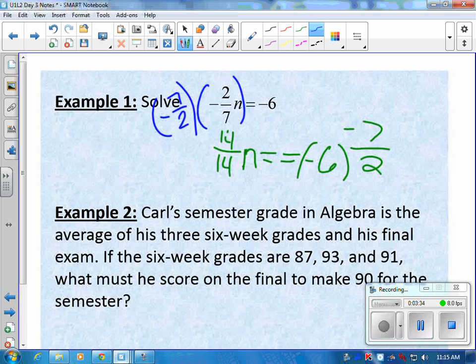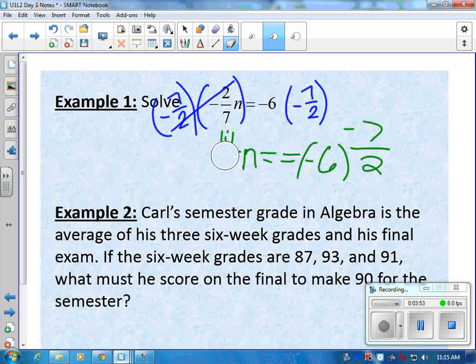Well, if I multiply the left by negative 7 over 2, I have to multiply the right by negative 7 over 2. And we know that any number divided by itself or multiplied by its reciprocal is 1. If we multiply those together, we get 14 over 14, which gives me a value of 1. So I have 1 times n. And now I need to do the other multiplication.